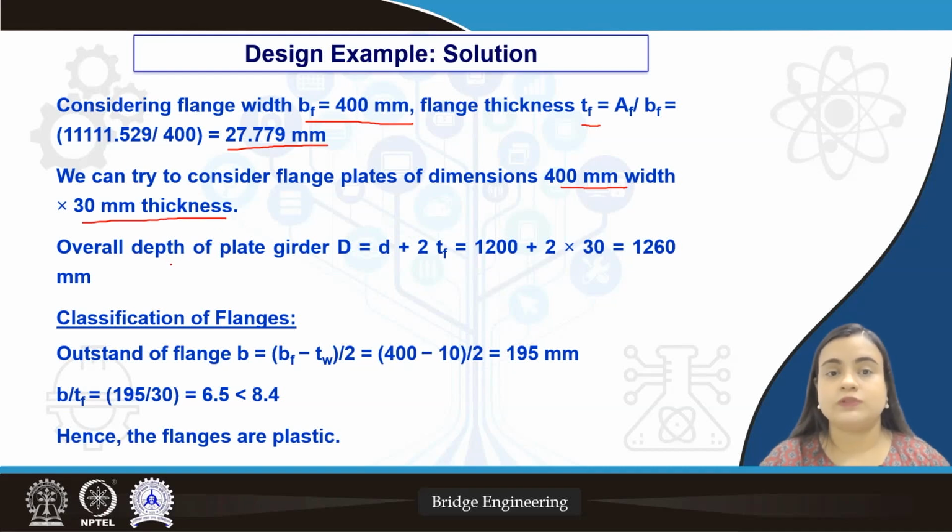So the overall depth of the plate girder D turns out to be depth of the girder plus 2 times flange thickness, that is equal to 1200 plus 2 times 30, that is 1260 millimeter. Now the classification of flanges can be performed. Outstand of the flange b will be bf minus tw by 2, that is equal to 400 minus 10 by 2, that is equal to 195 millimeter. Now b by tf will be equal to 195 by 30, that equals 6.5, which is less than 8.4. So the flanges are going to be plastic.